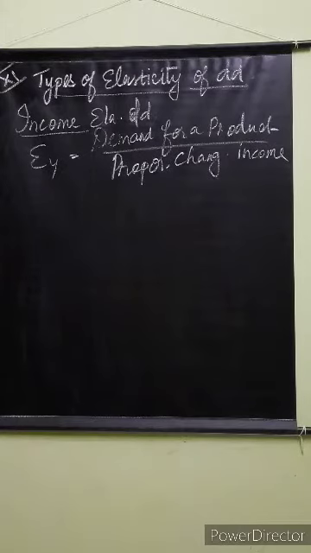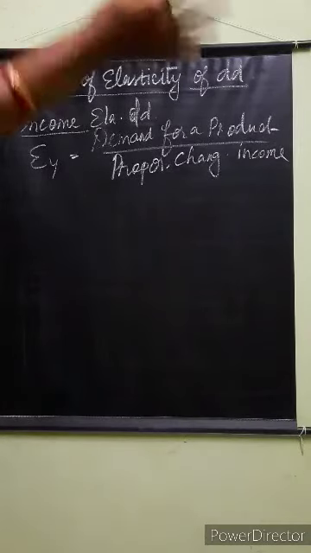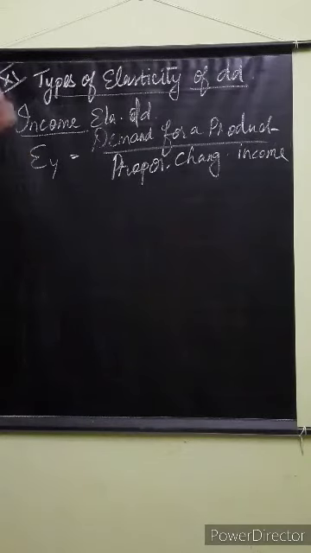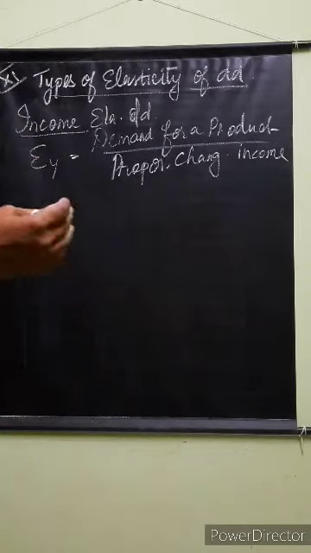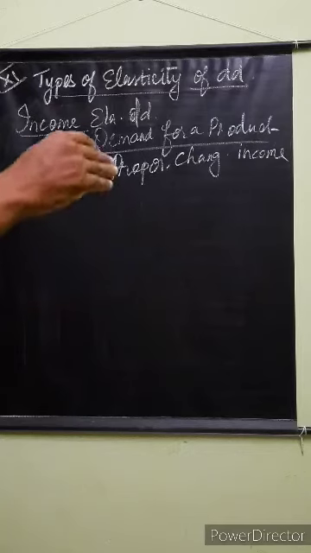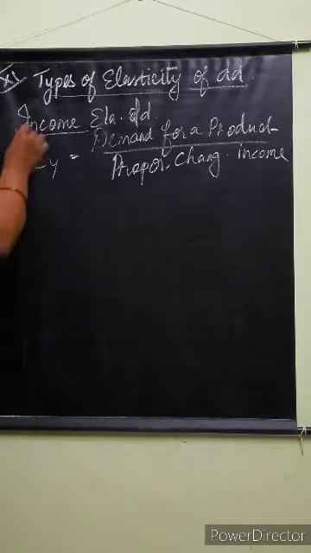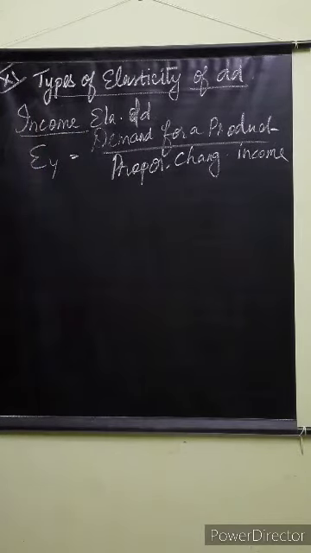For most goods, the income elasticity demand is greater than 1, indicating that with the changing income, the demand will also change, isn't it? And in the same direction. If the income increases, the demand also increases. If the income decreases, the demand also decreases. So, it moves along with the income in the same direction. Both income and the demand for the product move along in the same direction.